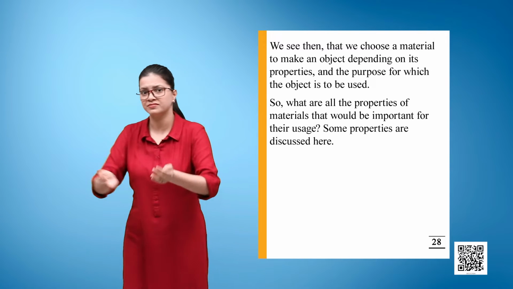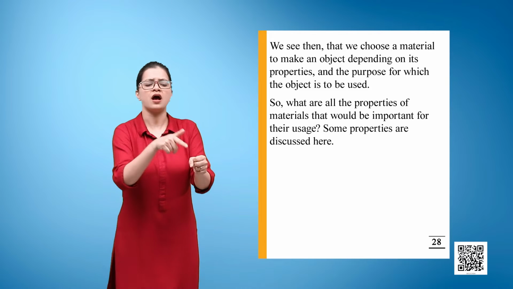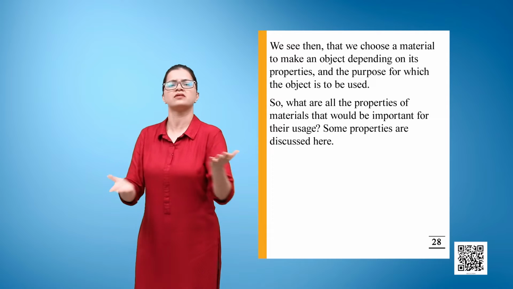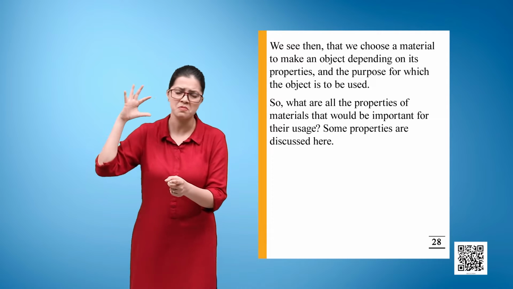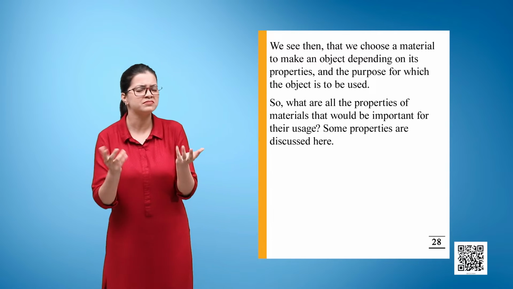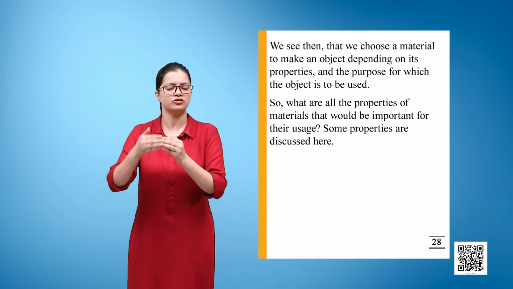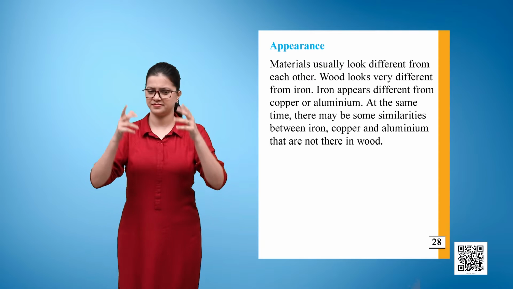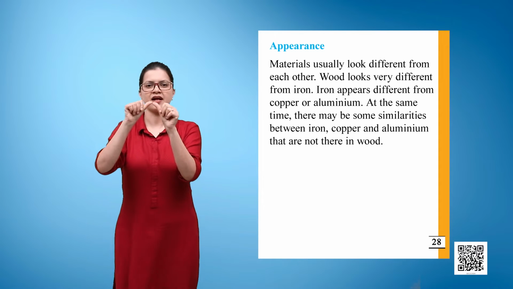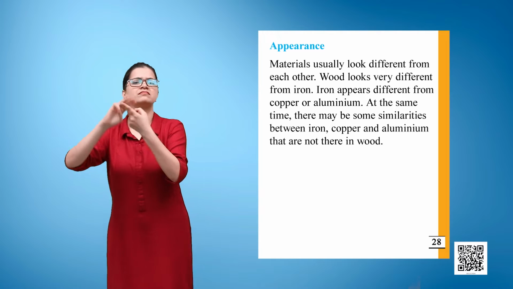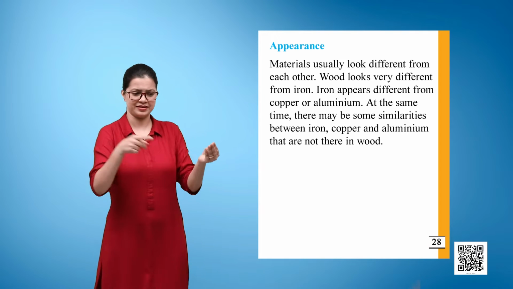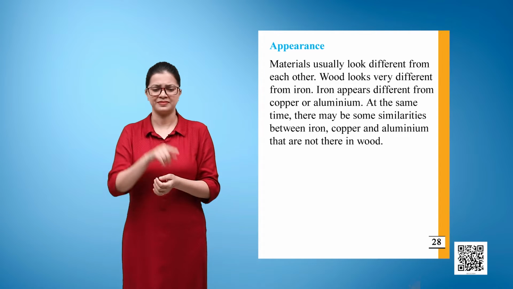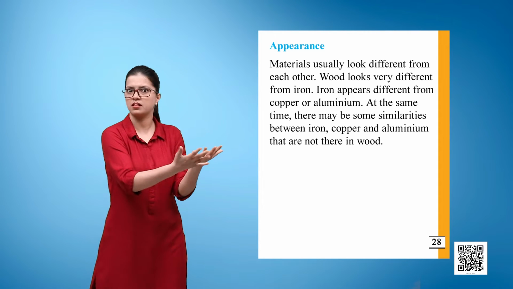We see then that we choose a material to make an object depending on its properties and the purpose for which the object is to be used. So, what are all the properties of materials that would be important for their usage? Some properties are discussed here. Appearance. Materials usually look different from each other.